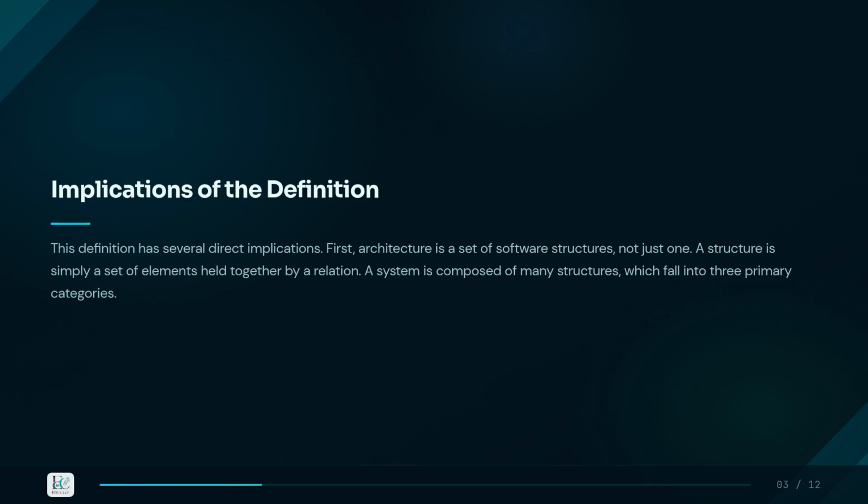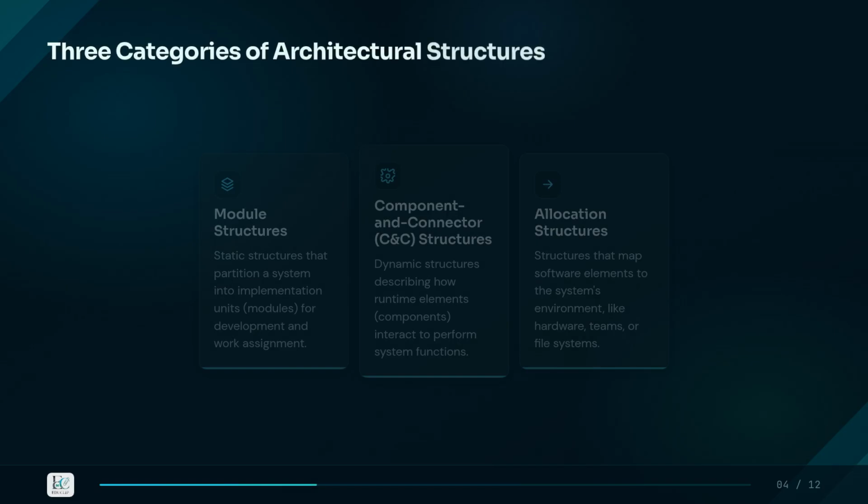You can think of a structure simply as a set of elements that are held together by some kind of relation. No single structure can be called the architecture. Instead, any given system is made up of many different structures, which we can group into three main categories. These three categories help us organize how we think about a system.